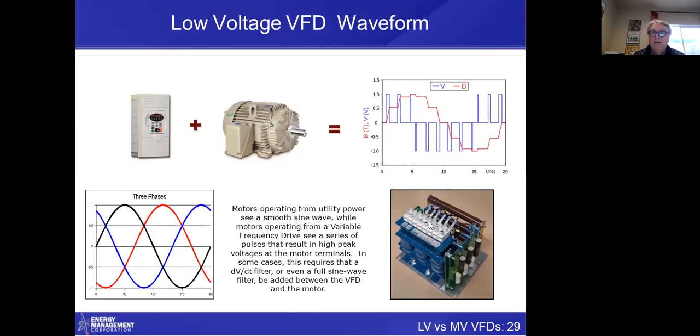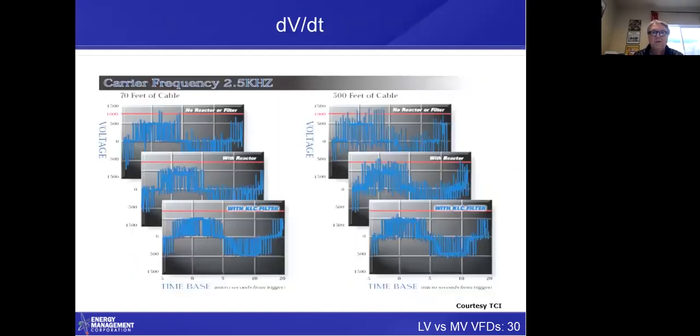That's a dV/dt filter, and that basically filters this output waveform and makes sure that the voltage excursions do not go higher than the rated insulation of the motor. This slide's from TCI, Transcoil International. It's available right on the internet. It shows the output waveform with 70 feet of cable and with 500 feet of cable. If you're using a standard motor, it has 1,000 volt insulation, and you can see these spikes go above 1,000 volts. The spikes get worse with 500 feet of cable. So with long cable lengths, we many times have to put a filter on that low voltage drive.